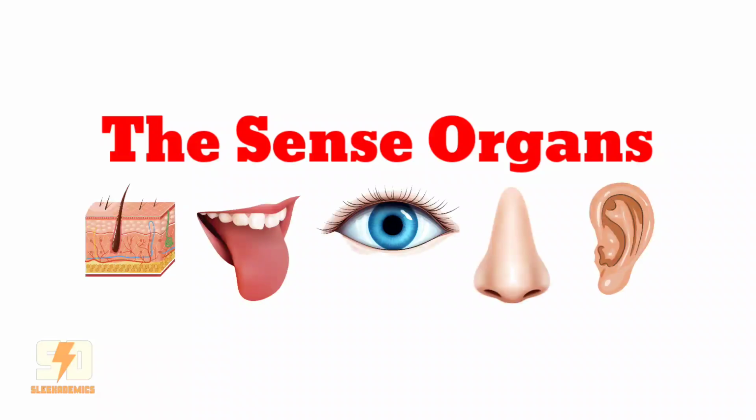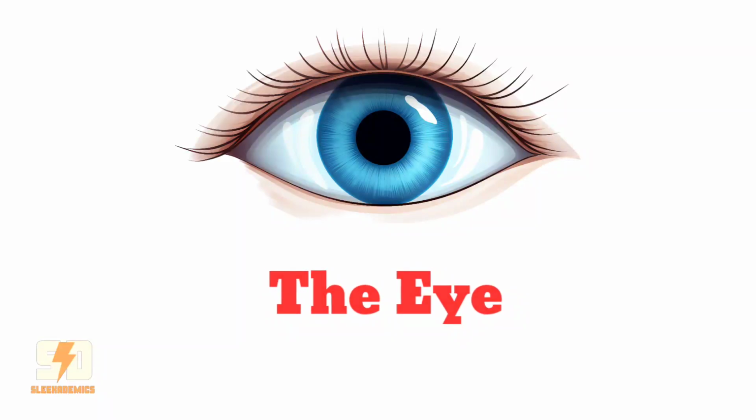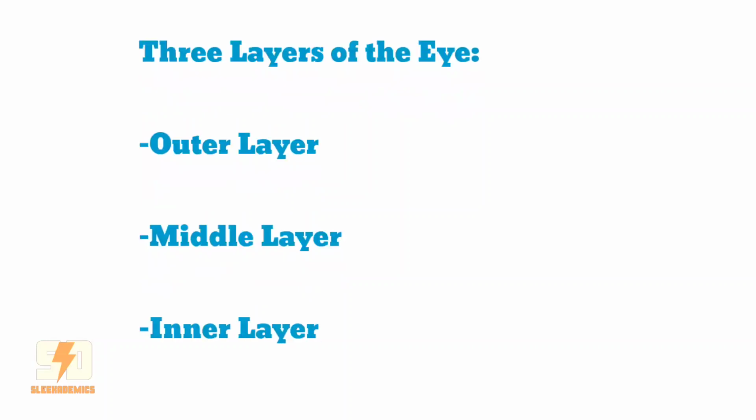In today's class, we shall be discussing the sense organs. And the sense organ we shall be discussing today is the eye. That is that oval-shaped organ found in the skull that enables us to see.